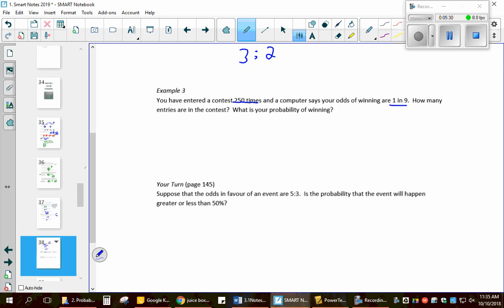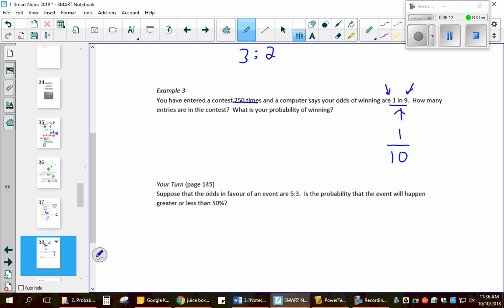So if my odds are 1 in 9, then what would my probability be here? Or 1 to 9, I should say. 1 out of, how many would I have in total? If I've got 1 chance of winning and 9 chances of not winning, how many do I have in total? 10. Right, so this is what I told you. It seems really straightforward, but it always gets people. So 1 out of 10 would be my probability of winning here, right?